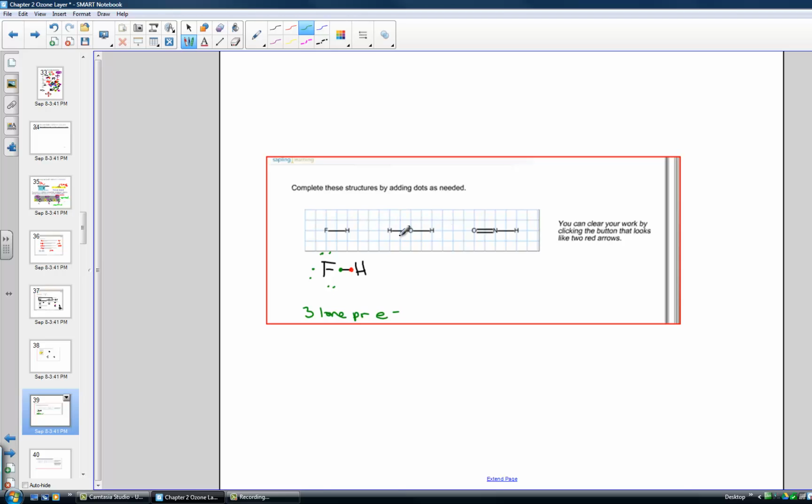How about this guy? This looks like a water molecule, doesn't it? H has one valence electron, lives in group 1A. Oxygen has 6 valence electrons. It lives in group 6A. So 1, 2, 3, 4, 5, 6. Of course, those are the solid lines representing covalent bonds. So to finish the water molecule, we have to add 2 lone pairs on the oxygen.